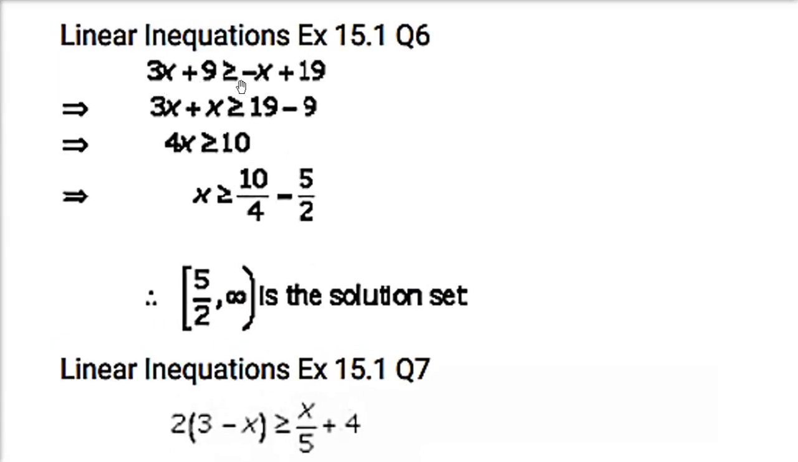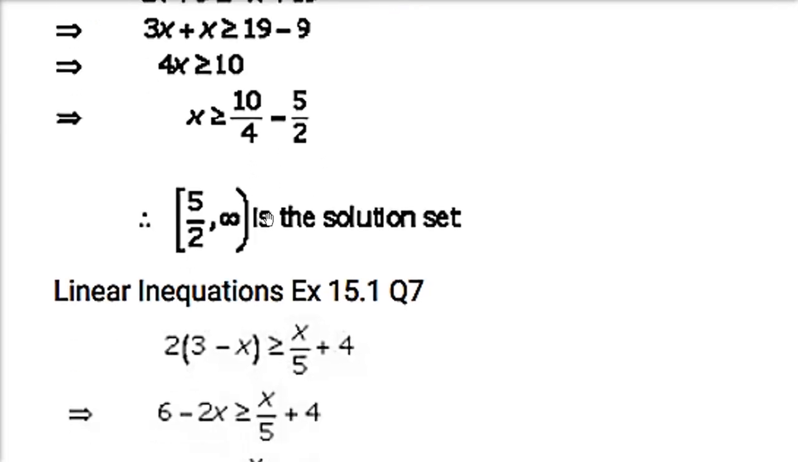Here 3x plus 9 is greater than or equal to minus x plus 19. Bring x here, 9 here. This is 4x, this is 10. Divide both sides by 4, you get x is greater than or equal to 5 by 2. Now here one thing only I need to emphasize. When we have a greater than or equal to sign, that means this 5 by 2 is inclusive. That is, this is inclusive in the set. So you need to put a square bracket here. x is greater than or equal to 5 by 2, so it can be equal also. So when you write 5 by 2, this is a square bracket, comma, infinity. It goes up to infinity.